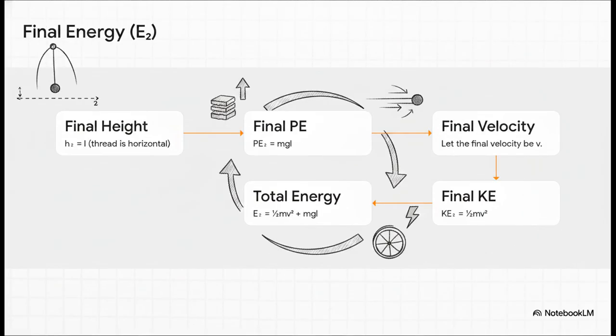Now, what about the final state? Well, at the very peak of its motion, the string is horizontal. That means the ball is at a height L above our zero point. So its potential energy is simply mgL. It still has some final velocity, we'll call it v. So its kinetic energy is 1/2 m v squared. The sum of those two gives us the total final energy.